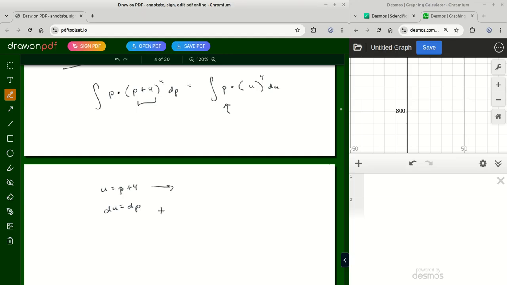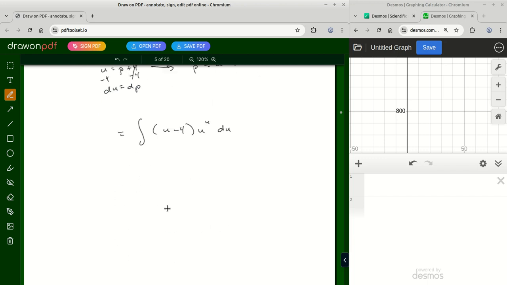What about right here? What if I said minus 4 on both sides? I know it's an odd thing to do, but couldn't I do that? And then replace it? And so what I have now is a u minus 4, and then I have another u to the 4th du. Whew. U's and 4's, man. They just had to do it.